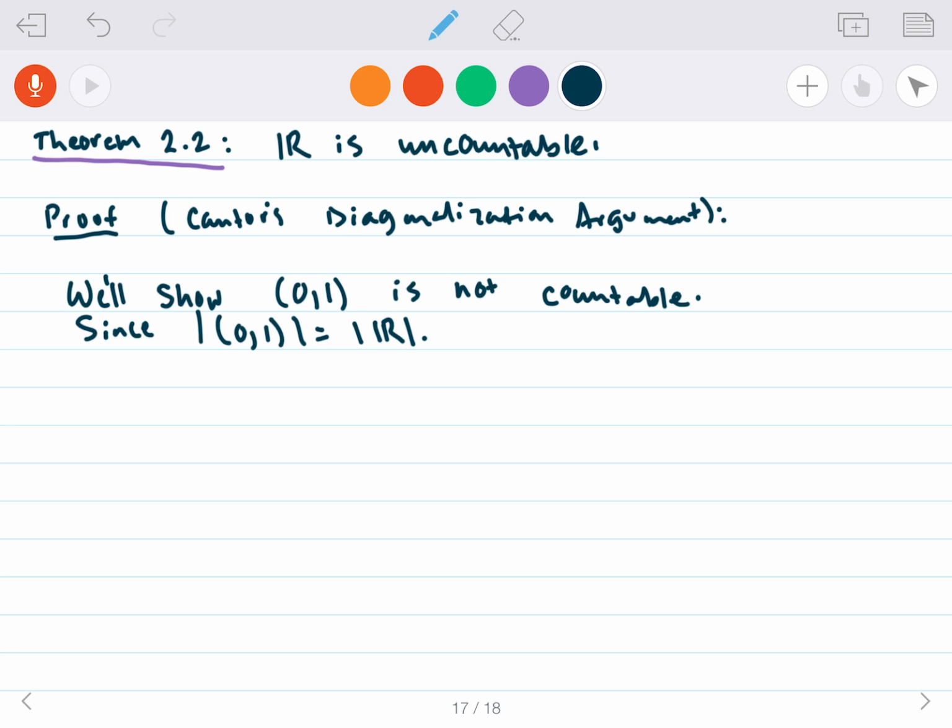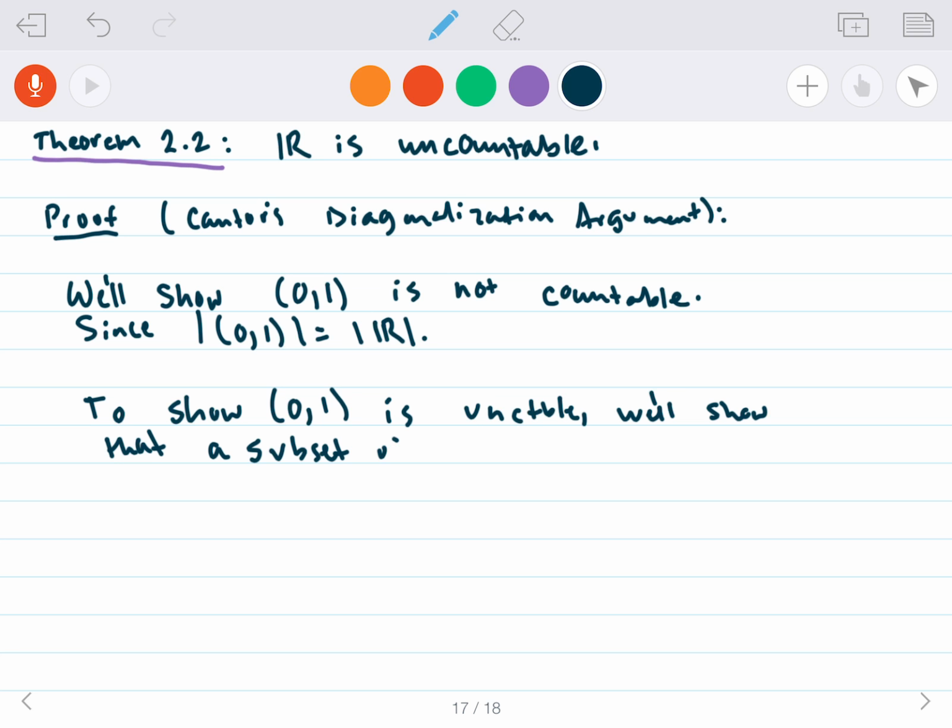Okay? So to show [0,1] is uncountable, we'll show that a subset of [0,1] is uncountable. Right? Because if a subset of a set is uncountable, then the whole set has to be uncountable. You can't have a countable set containing uncountably many elements. It doesn't make any sense.